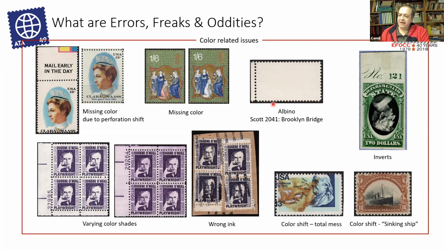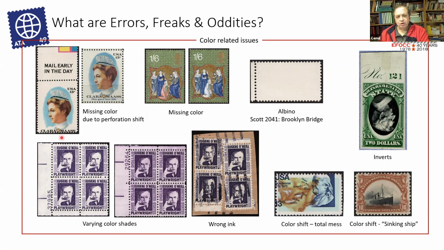From there, you can tell what stamp it is. Sometimes color errors, missing colors, are not always due to the stamp not being printed properly, but a perforation error can also cause a missing color. Now, if you look at this stamp, the perforation is shifted upwards. So the bottom of the stamp is not really visible here, right?